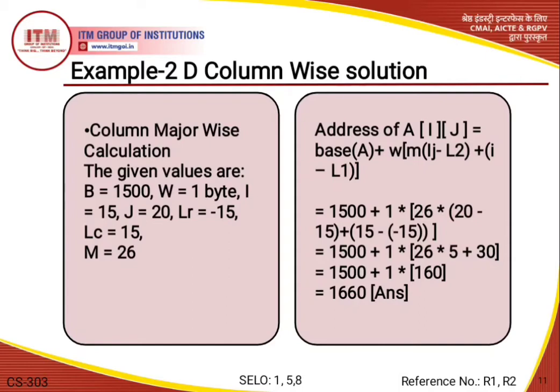Now we solve this, and the result of these values gives us the answer as 1660. So according to the column measure wise calculation, the address value is 1660.